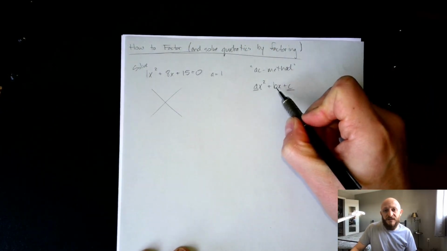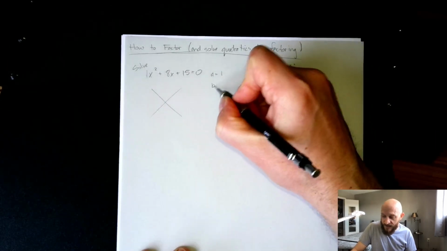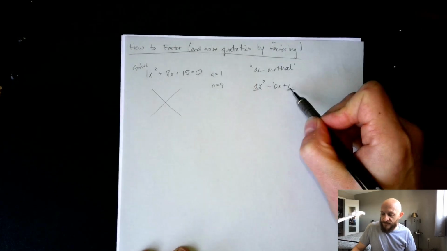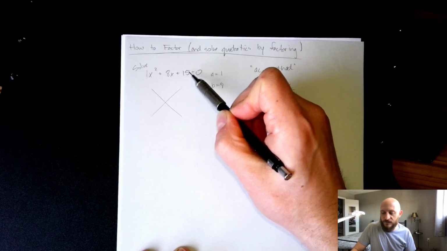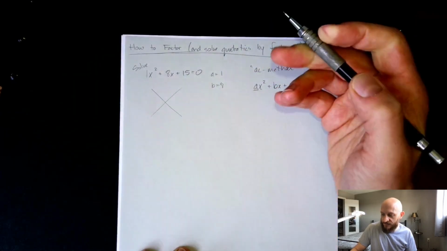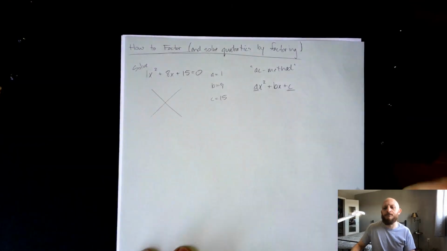B is always the piece that is attached to the x, just the singleton x. So in this case, B is 8. And then C is always the constant, the piece that doesn't have a variable at all. There's no x there. So C is 15.